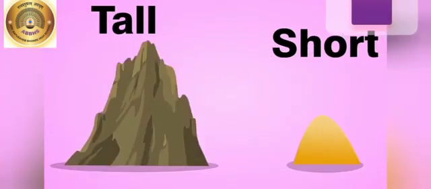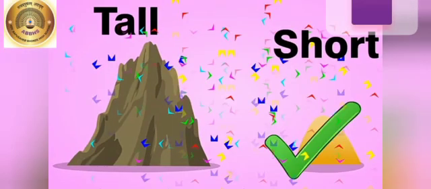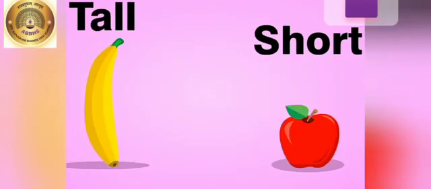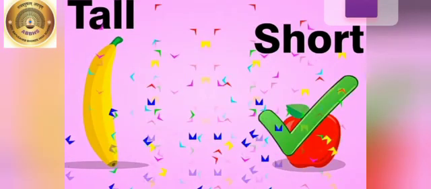Now again tick the short mountain. Which is the short mountain? Yes, this is the short mountain. Now which fruit over here is short? Apple or banana? Right, apple is short.